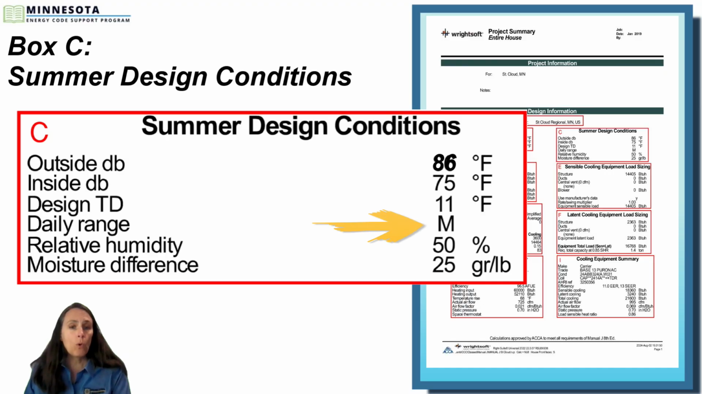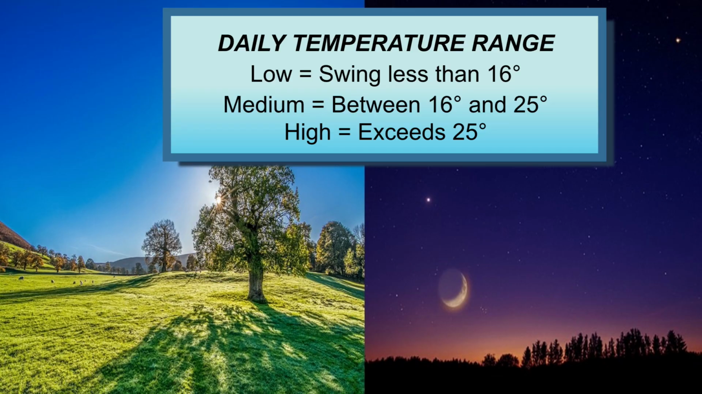So row 4 is to determine the daily range for the temperatures. For places like St. Cloud, this would be listed as medium. This is determined by the degree swing as shown on the screen. So for medium, the difference is between 16 degrees and 25 degrees.